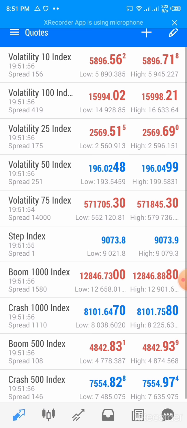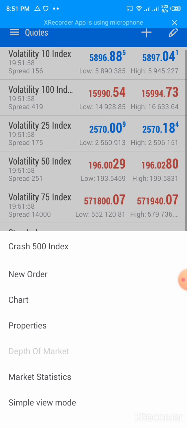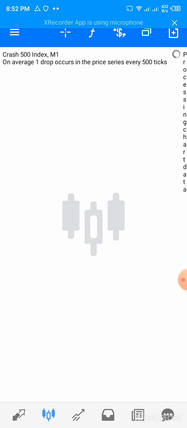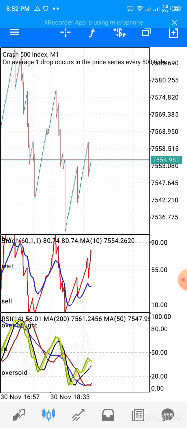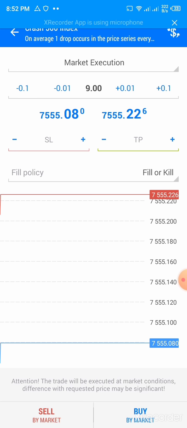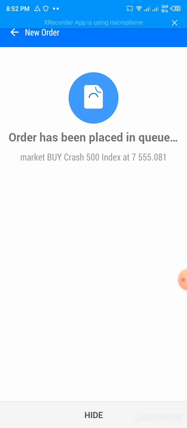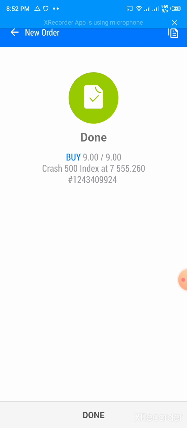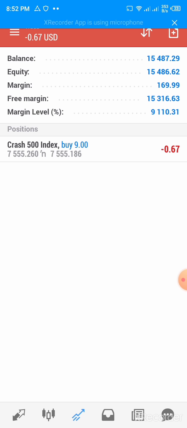how this strategy works. Let me use Boom and Crash 500 index. I'll use 1 minute time frame. Now let me buy. Now you see, I bought and it is in loss, but it should still go to profits. I'm not afraid of it.